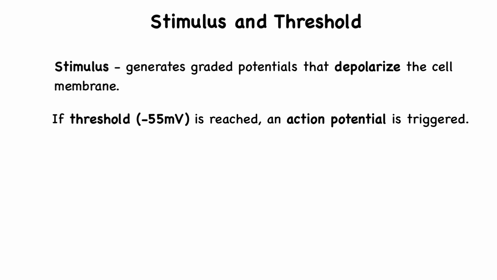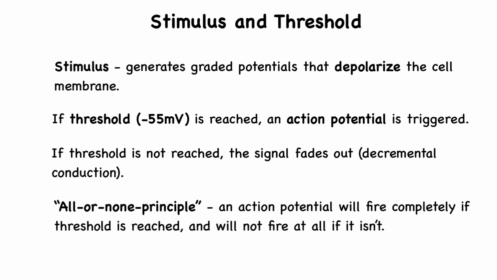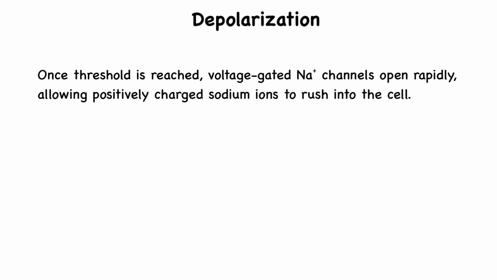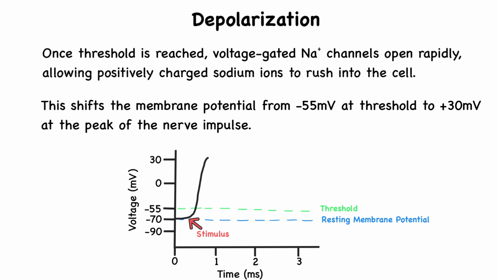If threshold is not reached, the signal fades out through decremental conduction. This all or none principle means that an action potential will fire completely if threshold is reached and will not fire at all if it isn't. Once threshold is reached, voltage-gated sodium channels open rapidly, allowing positively charged sodium ions to rush into the cell. The inside of the cell becomes more positive, shifting the membrane potential from minus 55 millivolts at threshold to plus 30 millivolts at the peak of the nerve impulse.